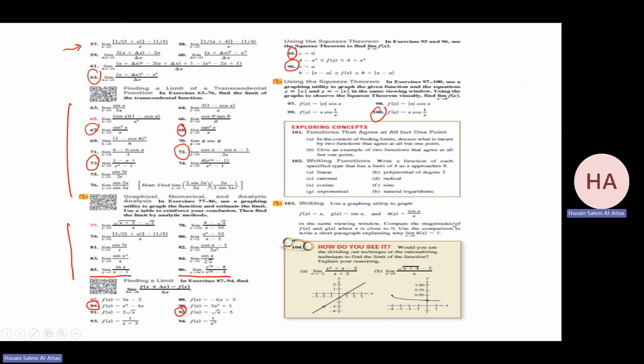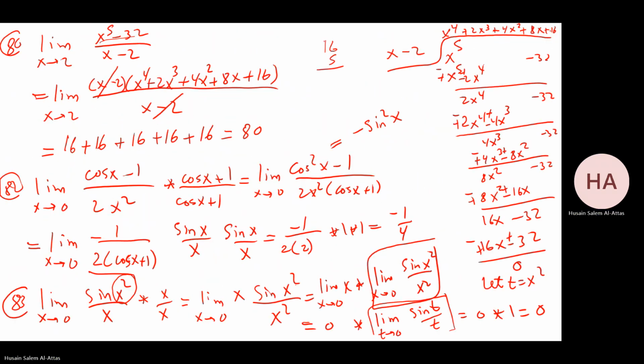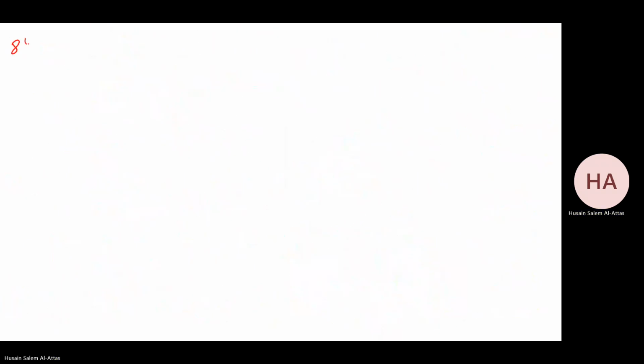So now we did 82 and 83. We'll do 84: limit of sine x per cube root of x, as x goes to 0. Tan or sine?